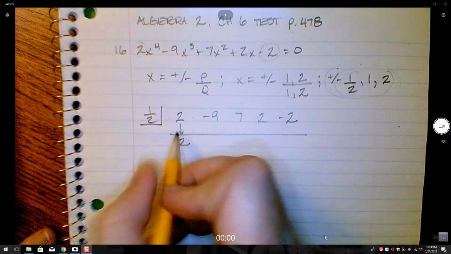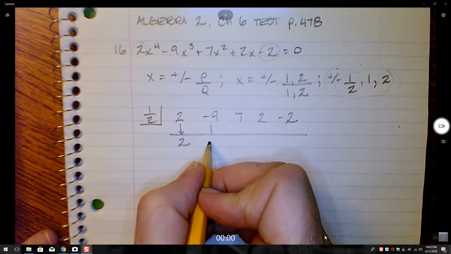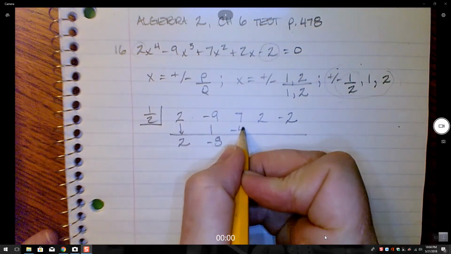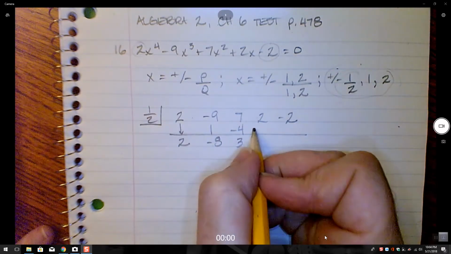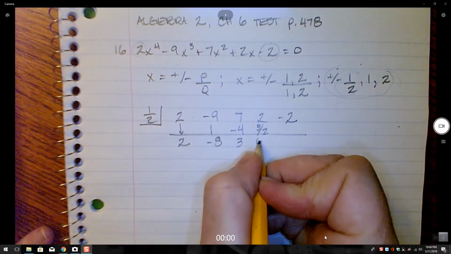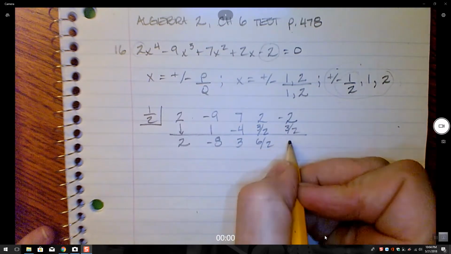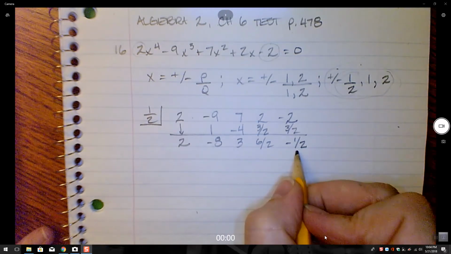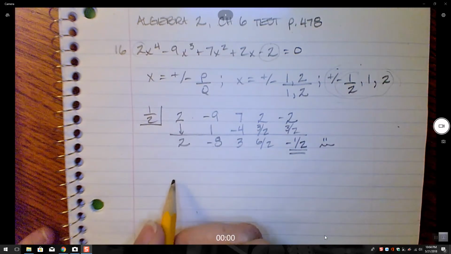Bring my 2 down. 1/2 times 2 is 1. Minus 9 plus 1 is minus 8. 1/2 times minus 8 is minus 4. 7 plus minus 4 is 3. 1/2 times 3 is 3/2. 2 plus 3/2 is 7/2. 1/2 times 7/2 is 7/4. Negative 2 plus 7/4 is negative 1/4. I was looking for 0 there. Didn't get it. So that's not a root.